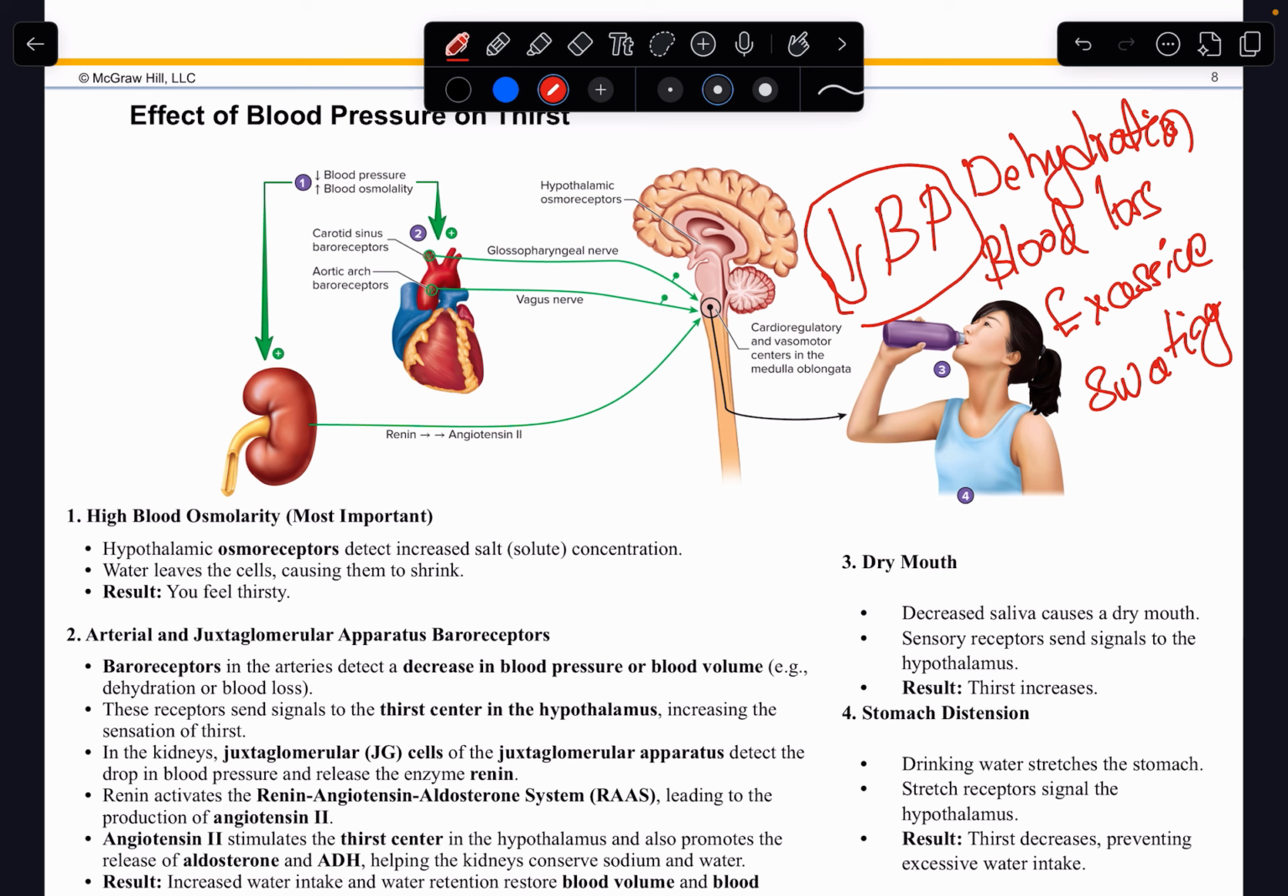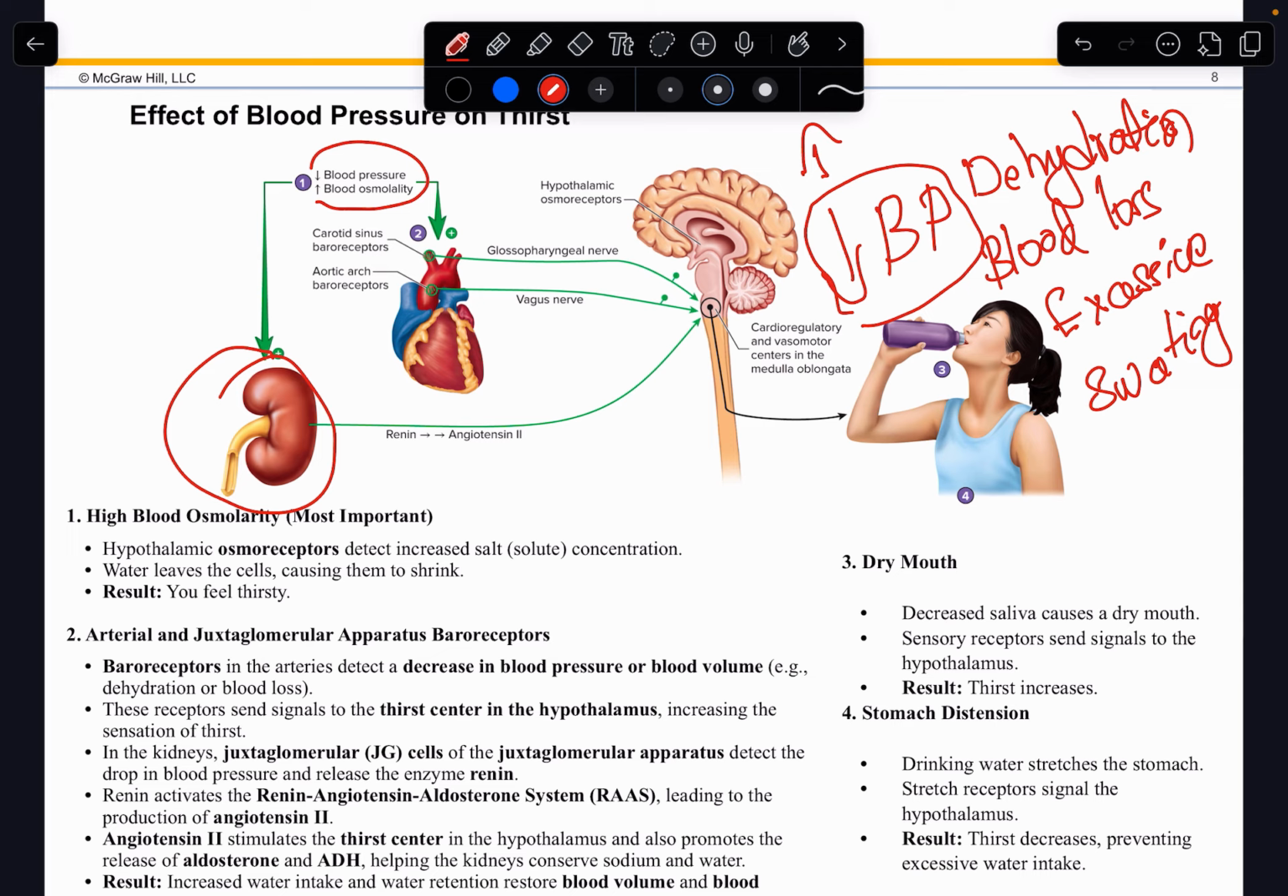Kidney detects reduced blood flow. Kidney can figure that out, and activates a response, because the blood pressure is low. When your blood pressure is low, osmolality is going to be what? Increasing. So that's here. The kidney figures that out.